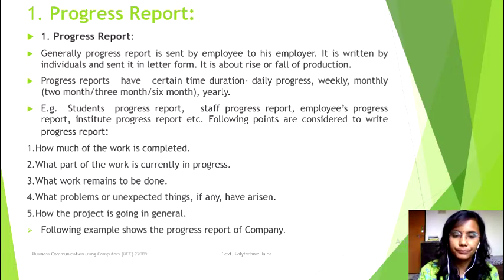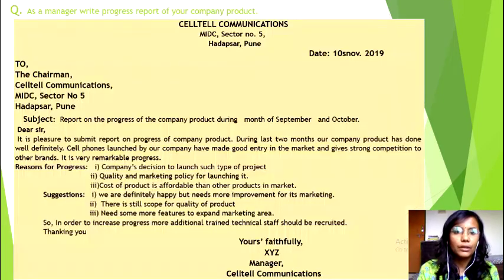Now, see here, this is the company report. What is the question here? As a manager, write a progress report of your company product. You have taken the name of the company, that is Celltel Communications. The same thing, name and address of the company, then date. Here you are addressing the chairman of the company. Who is addressing? A manager. Manager is addressing the chairman, right?